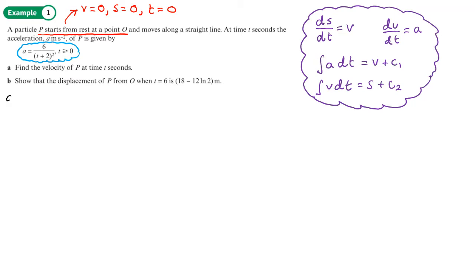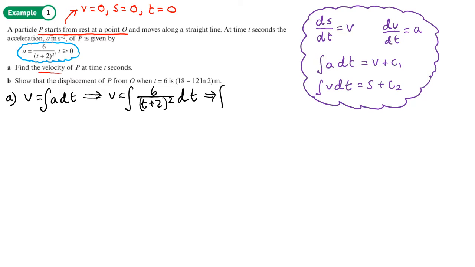So let's start part A. So if we want to find a velocity of P at t seconds, then the velocity is equal to what we get when we integrate the acceleration with respect to time. So that's going to be equal to integrating 6 over (t plus 2) squared dt. So let's write the power as (t plus 2) to the negative 2 dt.